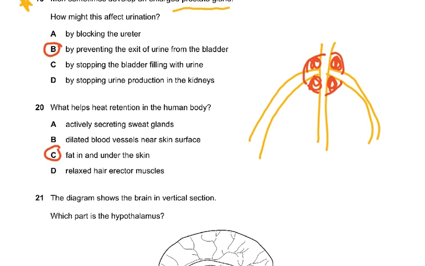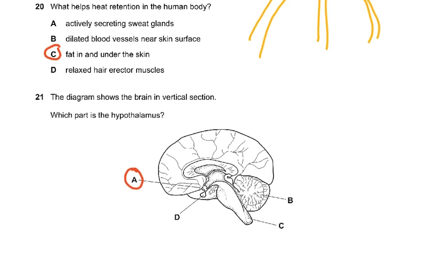Then question number 20. What helps heat retention in the human body? What helps heat retention in the body? And so what maintains the heat that is retained? It's just like when you put some hot tea in a thermos, it prevents heat loss. Similarly, in your body, the fat in and under the skin prevents heat loss, so it helps heat retention. The heat of the body is retained inside. You wear a thick jacket, heat is retained inside your body.